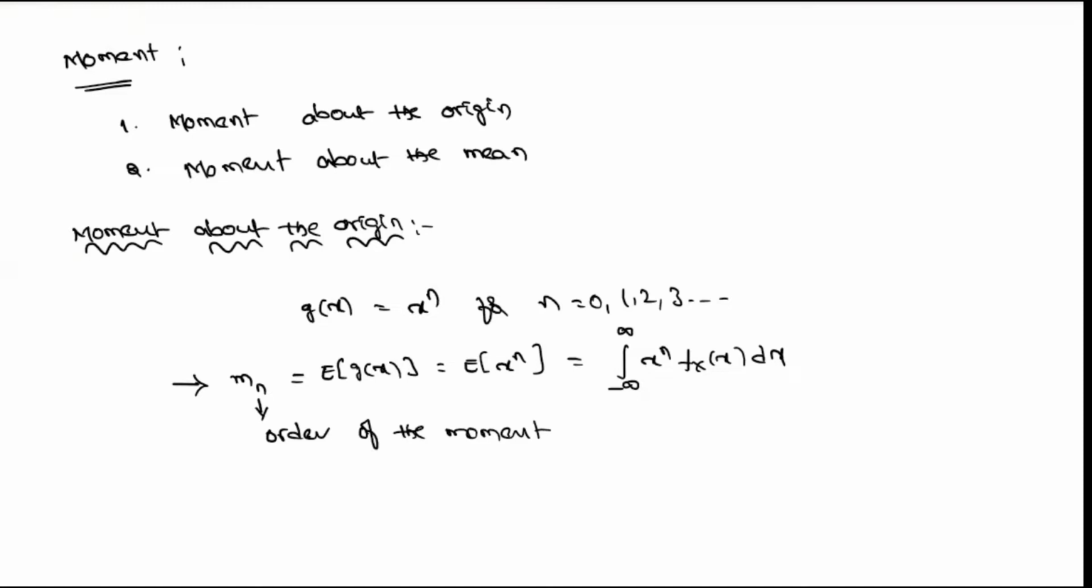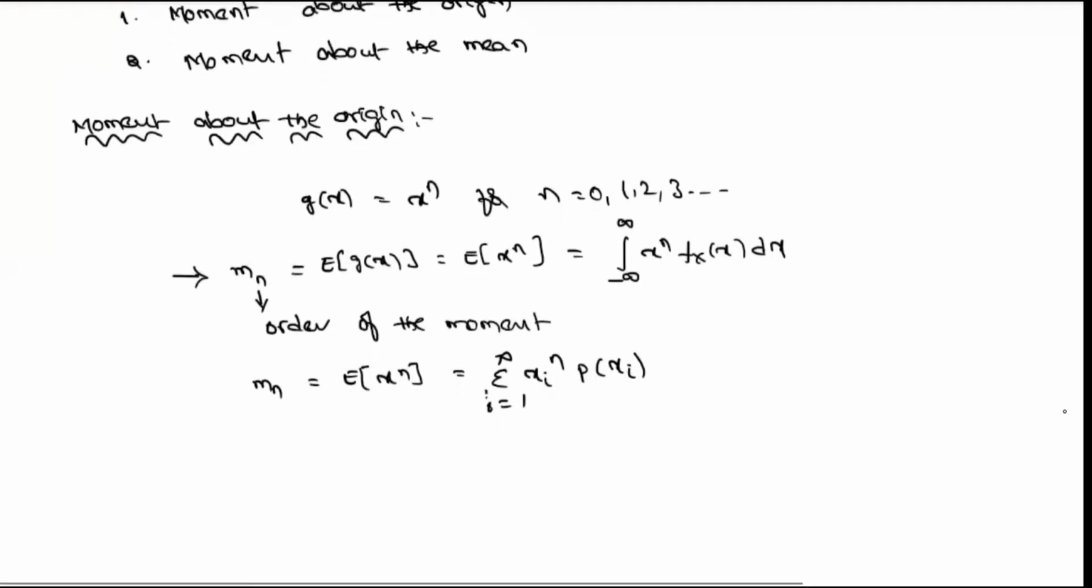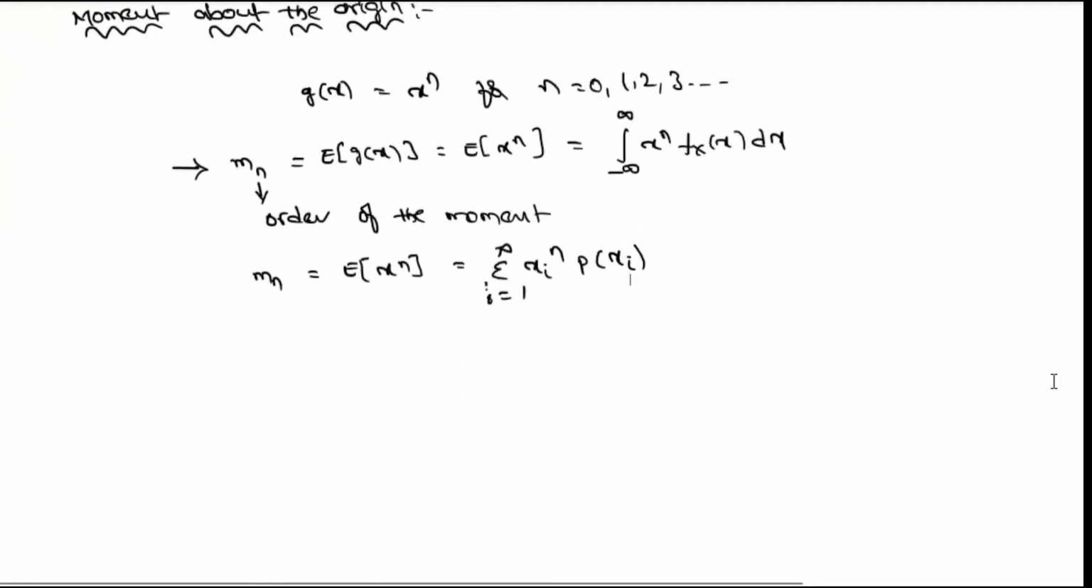Suppose we have a discrete random variable, then m_n is equal to the expected value of x to the power of n, which is the sum over i from 1 to n of x_i to the power of n times the probability of x_i. So this is the value of the moment about the origin for a discrete random variable.